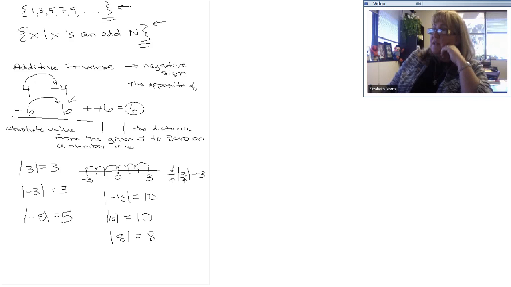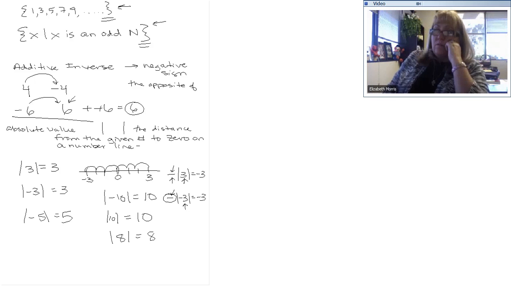What's the additive inverse of the absolute value of -3? Now think about it. What's the absolute value of -3? 3. What does this ask for? The opposite of that, which is -3. So be very careful if there's a negative on the outside. That's the only thing that's going to make it different. Okay?